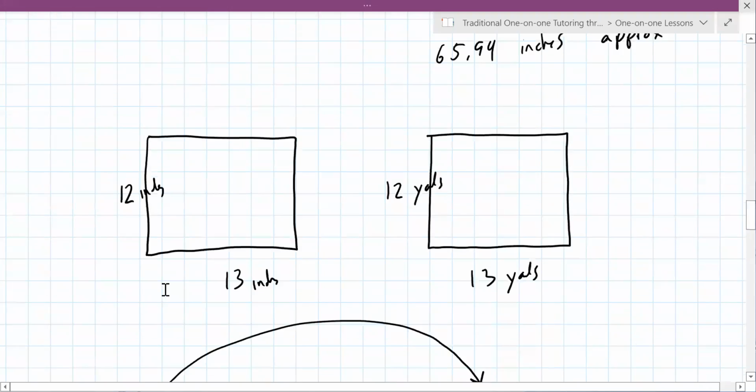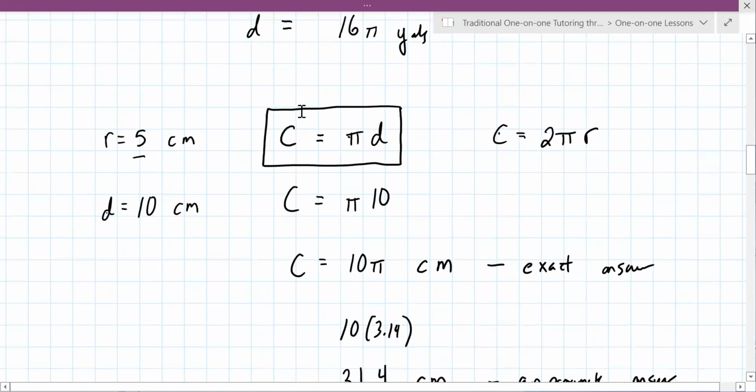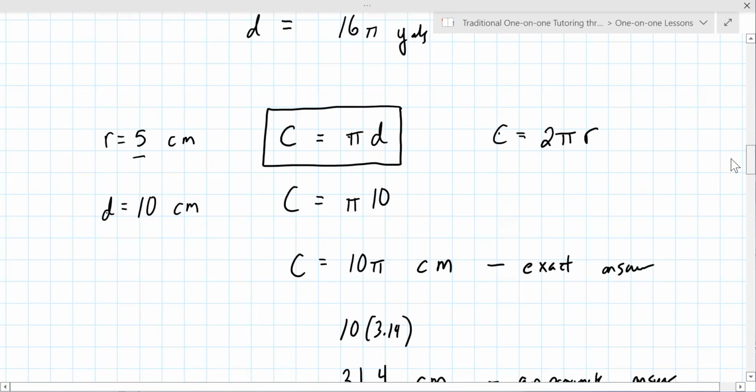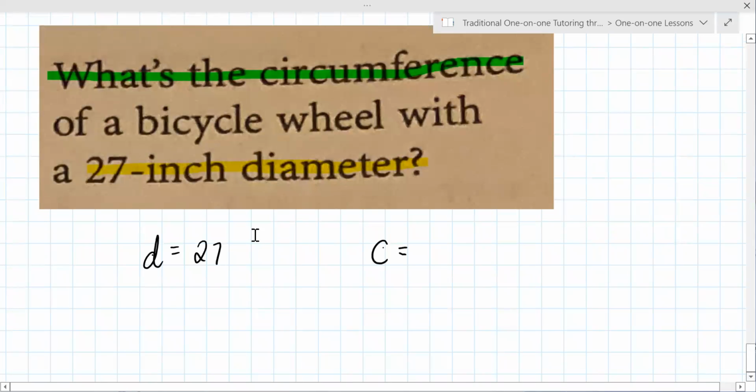I'm not sure why you don't understand. You did know this at the beginning of the lesson. What does the box show here? Pi times diameter. Are you given the diameter? Yes, pi times D. So you need to multiply 3.14 times 27. The exact answer is 27 pi. And what are the units? Inches. Good. And what's the approximate answer?